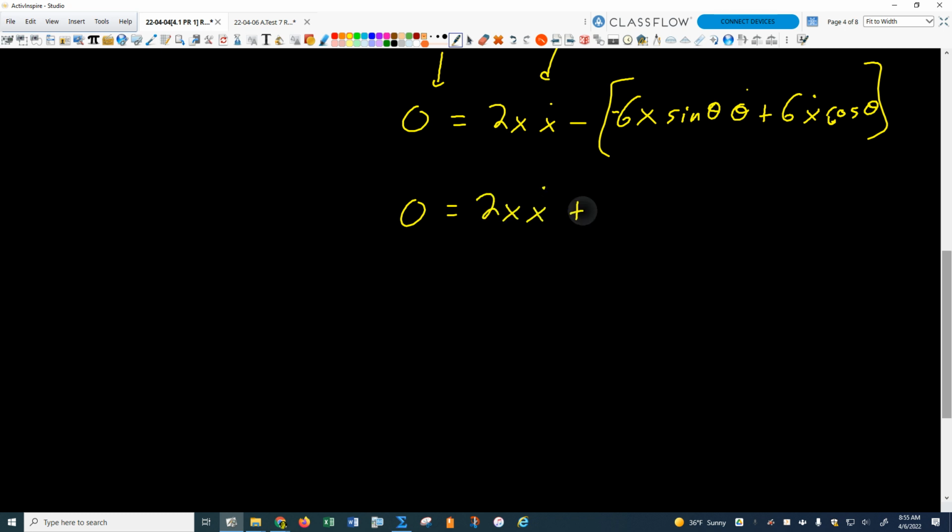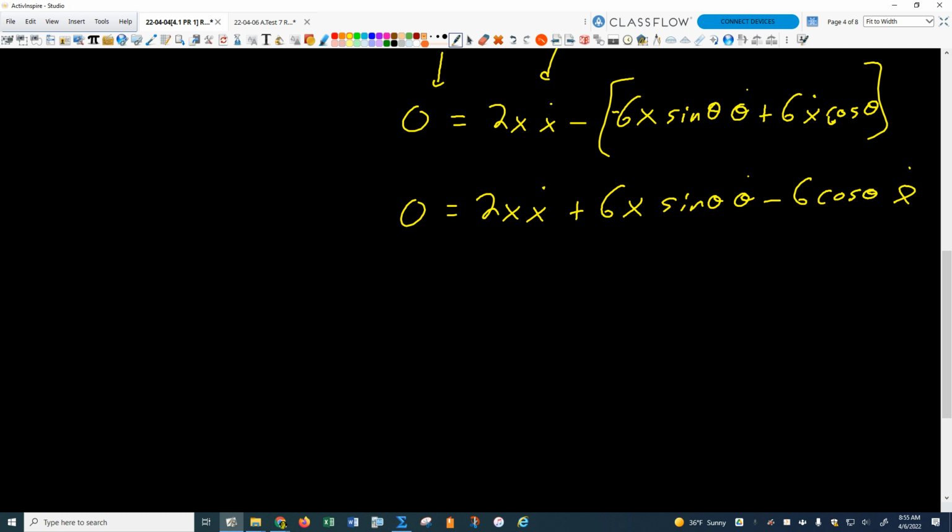Okay, we could distribute that negative sign, and I'm going to get 2x x dot plus 6x sine theta, theta dot minus 6 cosine theta x dot. Okay, now remember we just got to isolate the x dot, right?